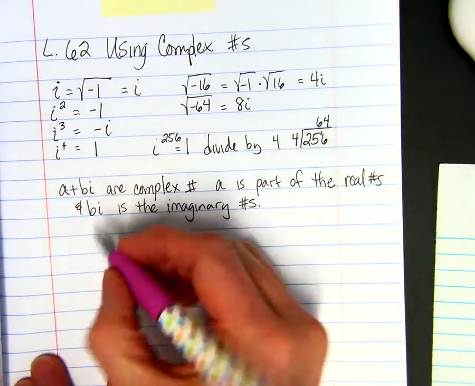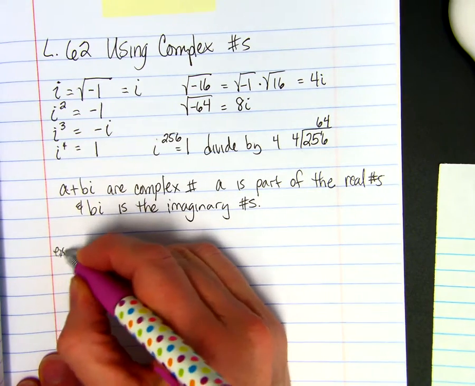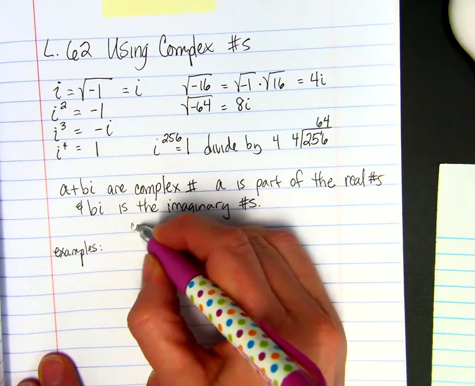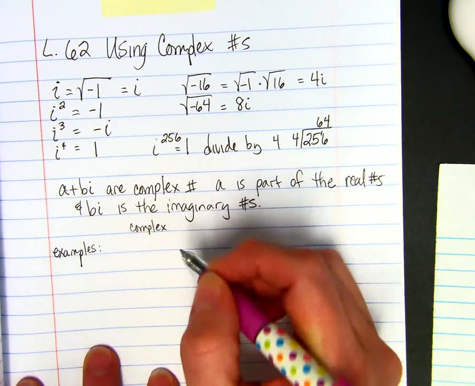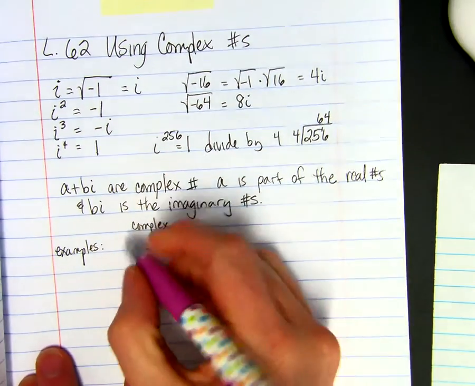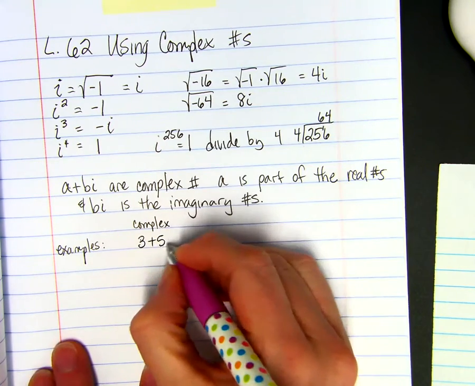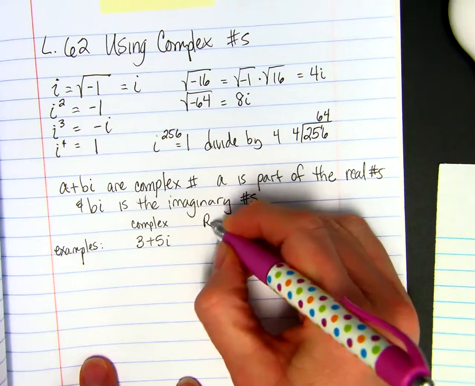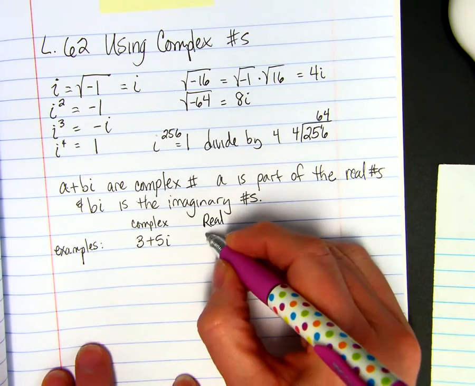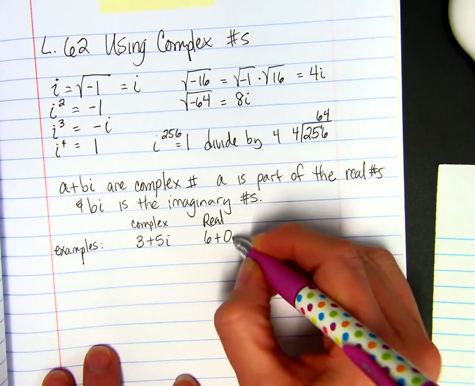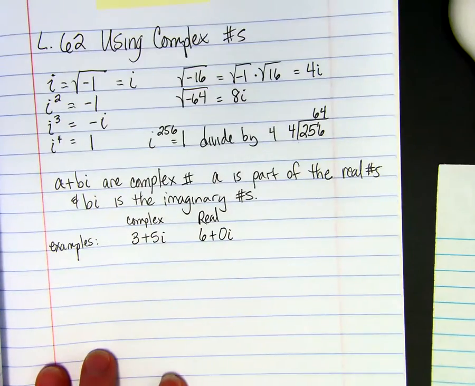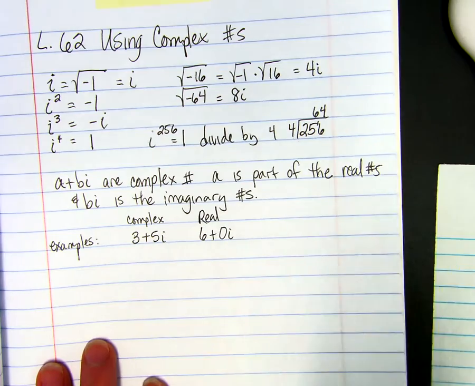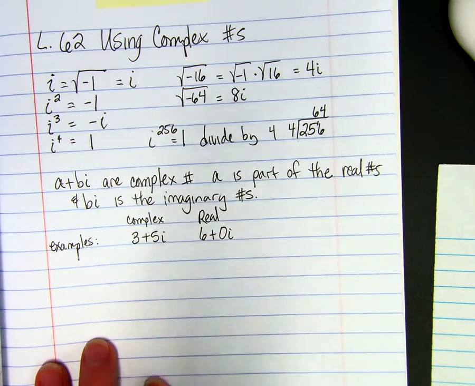Okay, so we're doing some examples here. I want to do an example of a complex number. If you see a number that looks like 3 plus 5i, we just call that a complex number. A real number in complex form would be 6 plus 0i. So all real numbers are still complex numbers, but this particular one is only real.